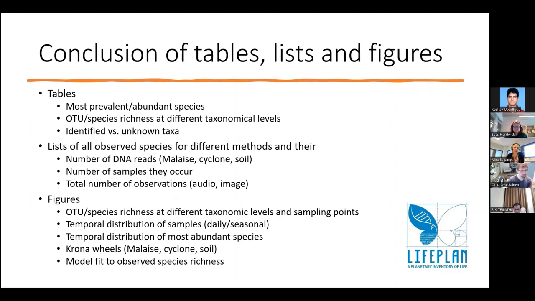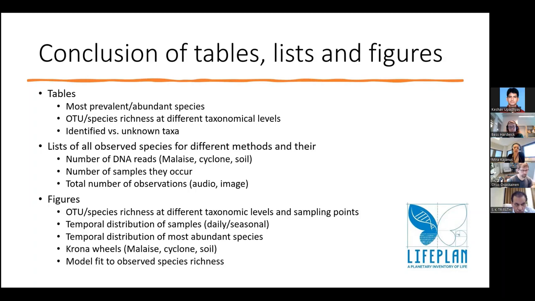The lists that we can produce, in addition to these tables, are lists of all observed species from these different methods. So in this report, we, for example, only show the 10 most abundant species, but we are planning to also add separate documents where we have lists of all the species that were observed, for example, in bird audio recordings. And with these lists, we can add some information for each species.